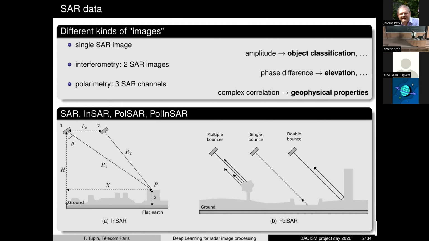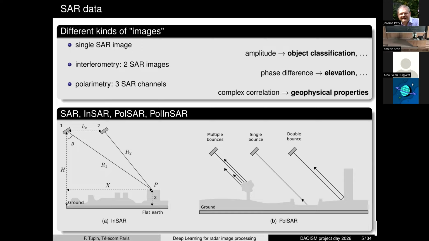So we have different kinds of images for different applications. The first kind of image is the simplest one: you just have a single SAR image. In this case, you are mostly interested in classification and detection of objects on the ground, but you have more interesting modalities, which are interferometry and polarimetry.